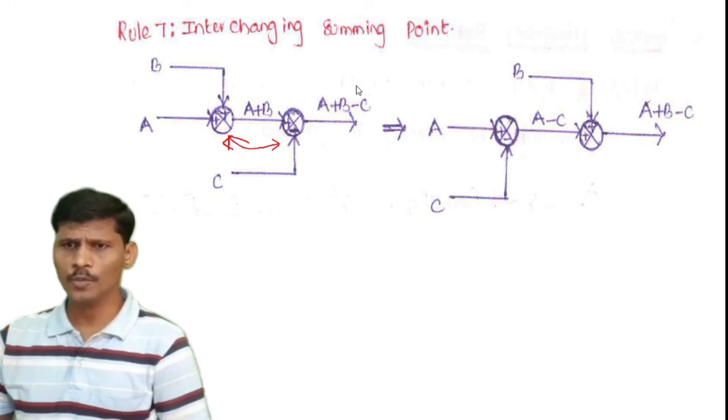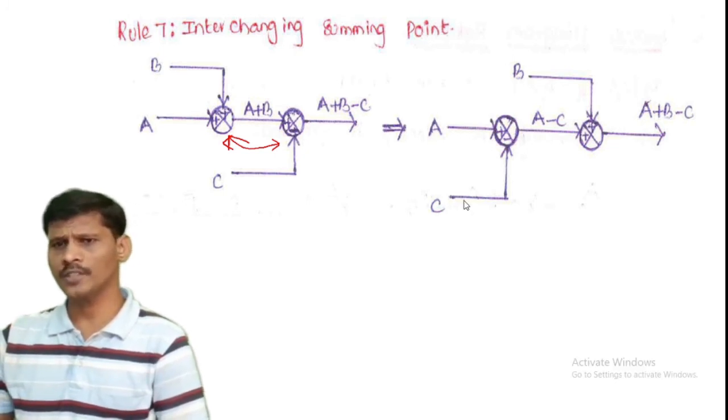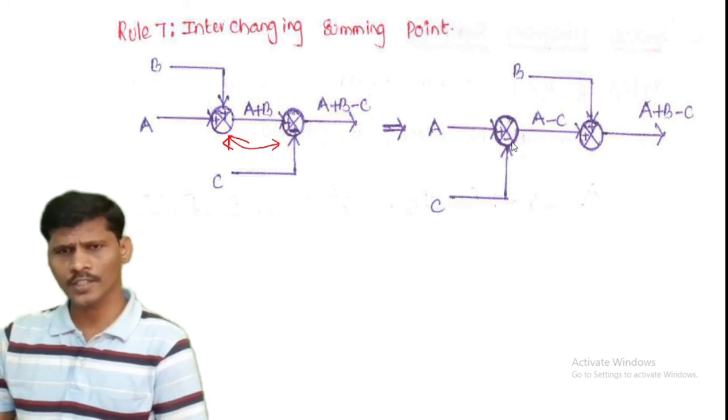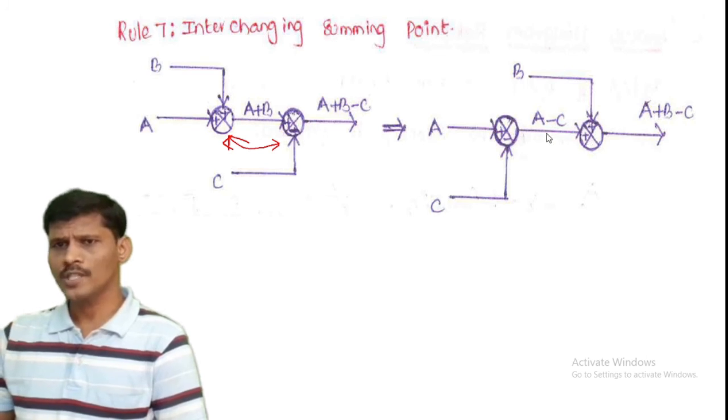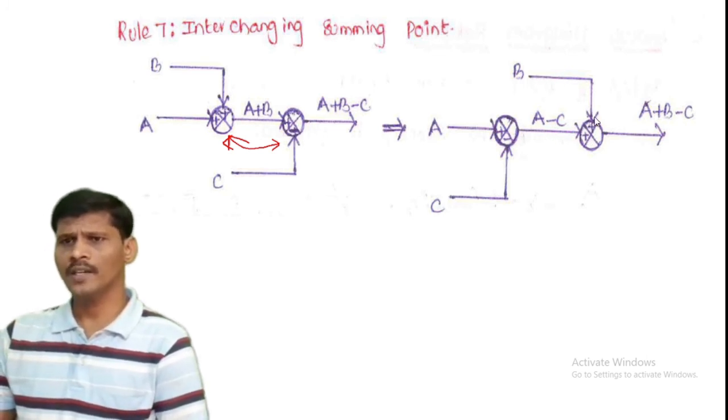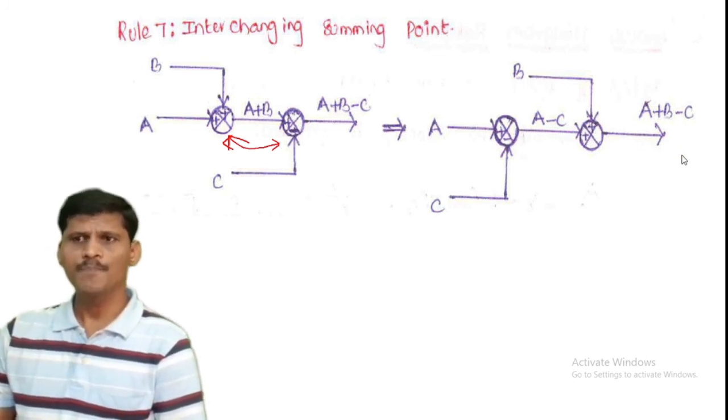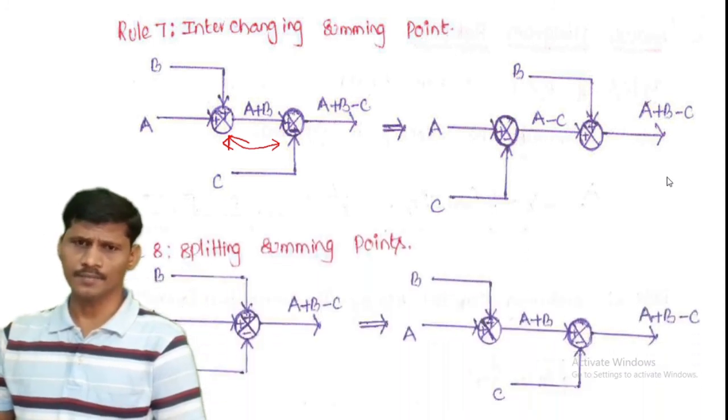And what are the inputs? One input is A and another input is C, and the output of this summing point is A minus C. Now the negative sign is there, and this is the second summing point. One input is A minus C and another input is B, and the output of the second summing point is A plus B minus C.